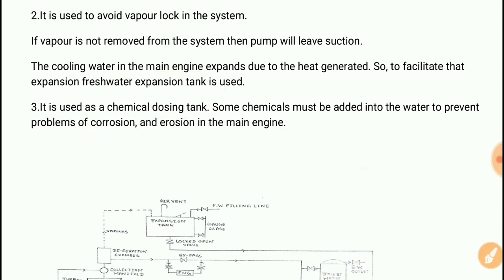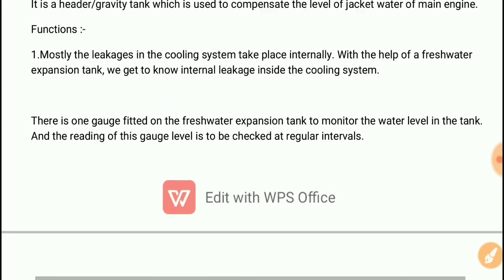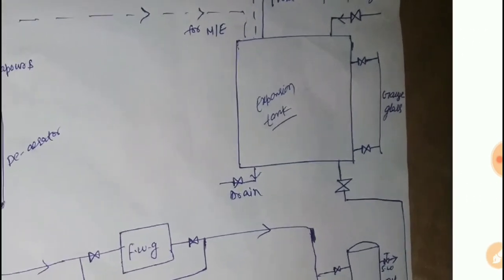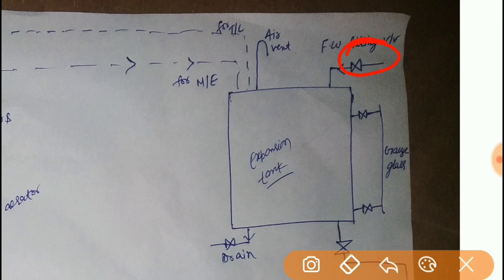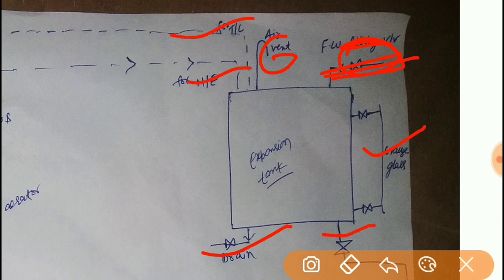Let us see what mountings are fitted on the expansion tank. You will see first the fresh water filling valve. In the expansion tank we fill fresh water. First the fresh water filling valve, second the gauge glass, this is the air vent, and this is the drain valve, and three more connections. This one is from the turbocharger and main engine, and one is going to the suction of the jacket water system.